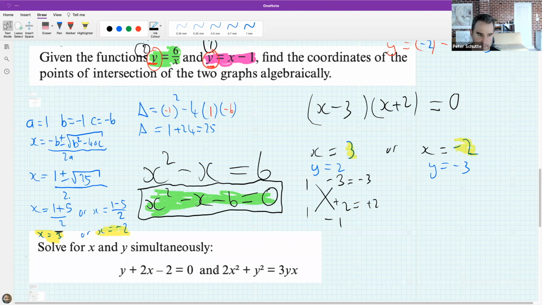Now, for those who are working on the next example, what you notice is that it's a little bit more messy, but I still think I can see that I would call this one over here equation 1 and this one over here equation 2.